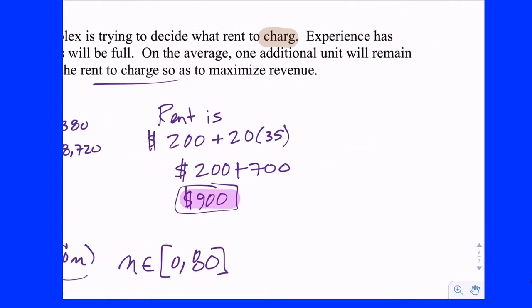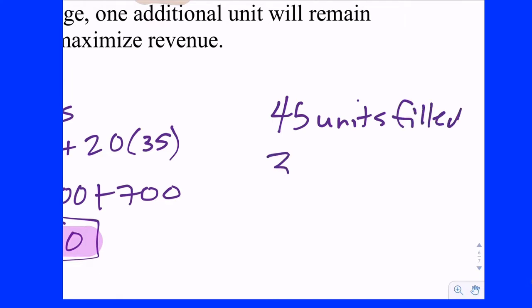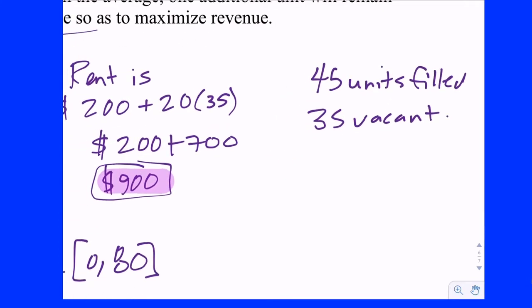Now, let's see how many people are going to leave. How many people are going to leave? 35. So, as a greedy apartment manager, with 35 people gone, that leaves 80 minus 35, or 45 units filled. And 35 are vacant. So you have fewer tenants to deal with. Now, that is where the problem ends, okay?